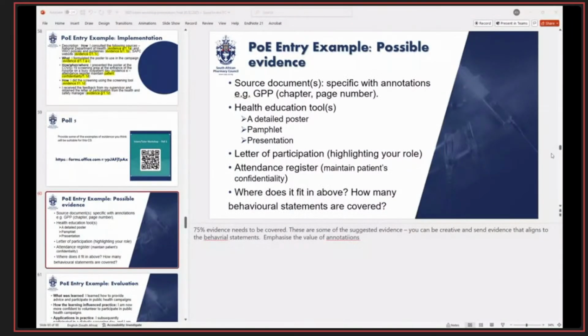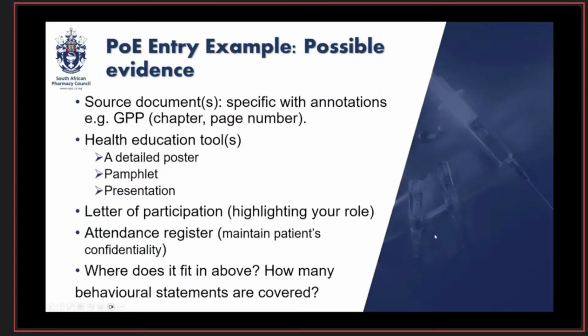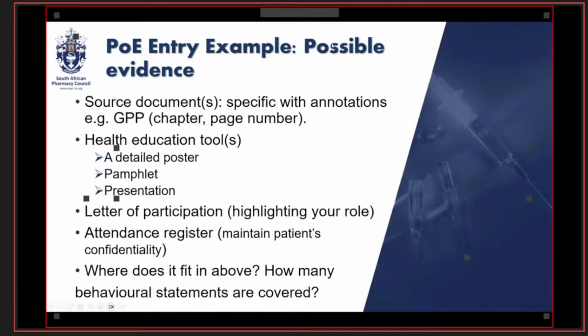Okay. So possible evidence that we can use is source documents, specific with annotations. So the GPP: which chapter, which page number did you use. Health education tools that you made, maybe a poster, a pamphlet, or a presentation if it was in an area where you can present to the public. A letter of participation. It is important that your role is highlighted in that letter. So we need to be able to see what was your role, what did you do.